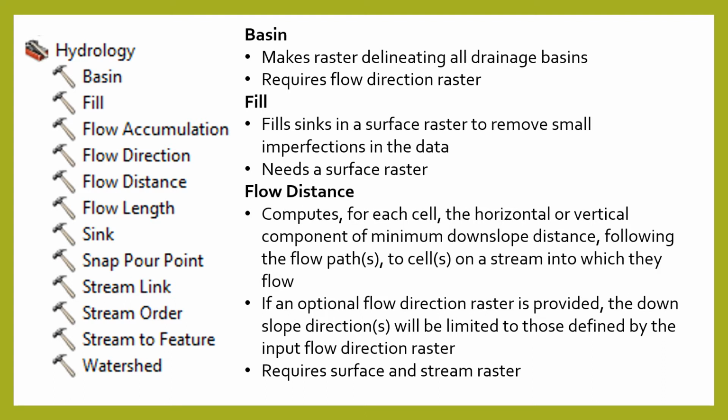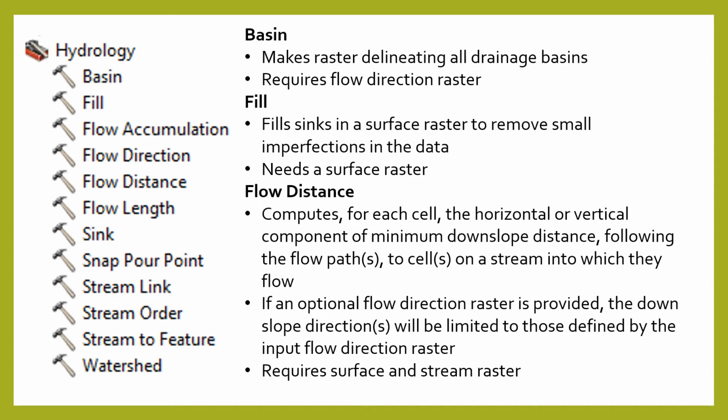We looked at some of the fill sinks tools last week in Saga. This is a more basic sort of tool here with Esri, designed just one size fits all. To run this tool, obviously you've got to have a surface raster. Next, we're going to look at flow distance. We'll talk a little more about flow direction and flow accumulation later, but we'll work with flow distance first.